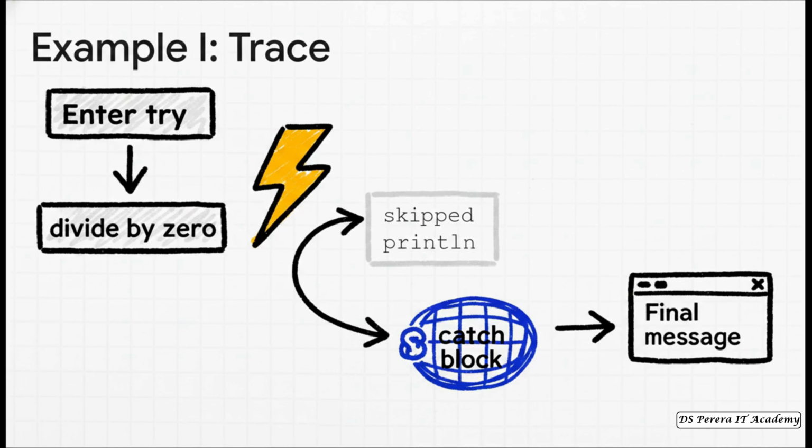It will never run. So the JVM immediately starts looking for a catch block that can handle an arithmetic exception. And what do you know? It finds one. Our catch (ArithmeticException e) block is a perfect match. So, control jumps to that catch block, and the code inside it gets executed. System.out.println("Cannot divide by 0"). The program successfully handled the error instead of crashing.